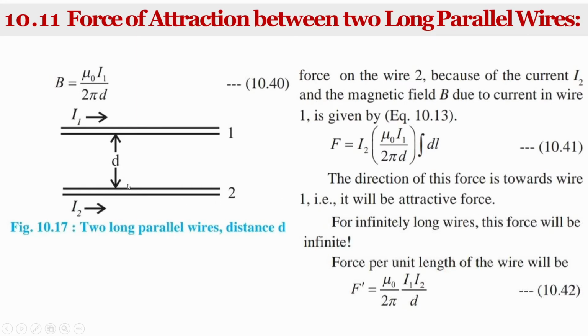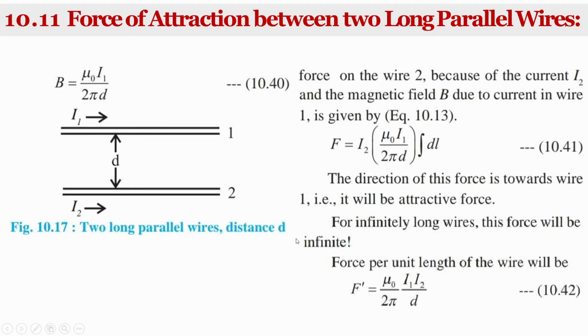According to the right hand rule, this is the direction of current, the magnetic field acts inside the plane of the paper, and this is the direction of force. So the direction of force is towards wire 1. For infinitely long wires, this force will be infinite. If the wire is infinitely long, then the force is also infinite.